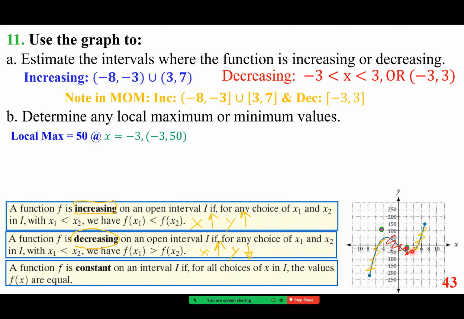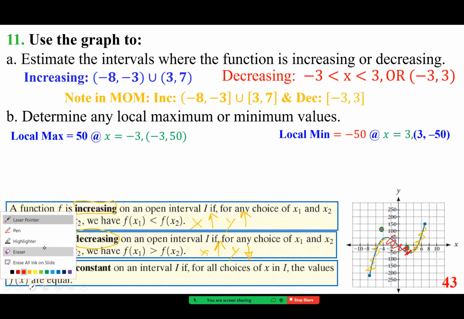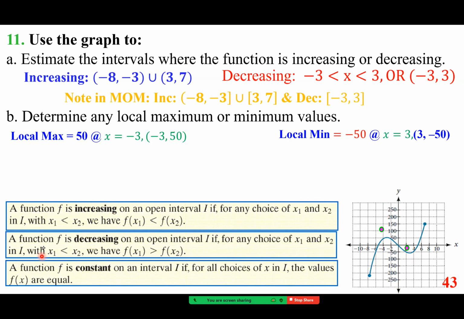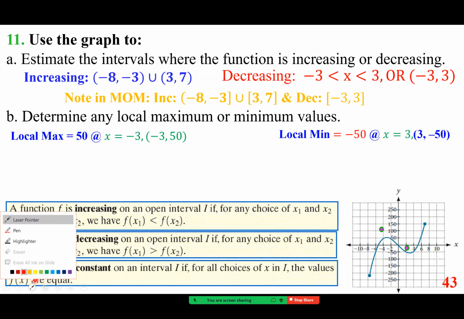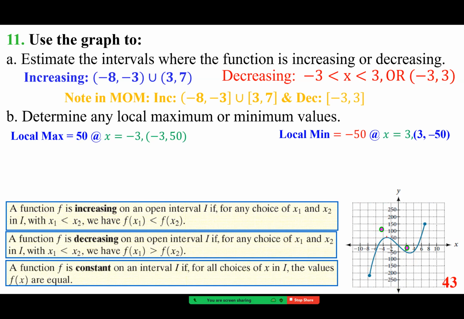And for the minimum, it's here, and that takes place at x equals 3, and that's -50. Let me clean up the mess. It makes it easier to see it. So this is the local max, local min. Okay, it's easier to see it this way.